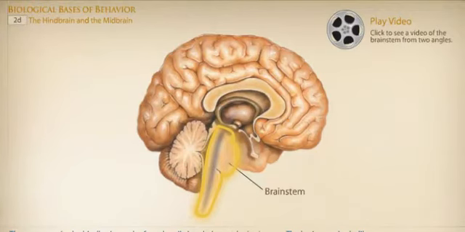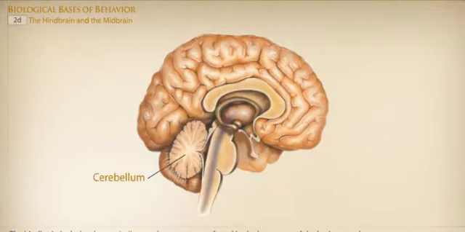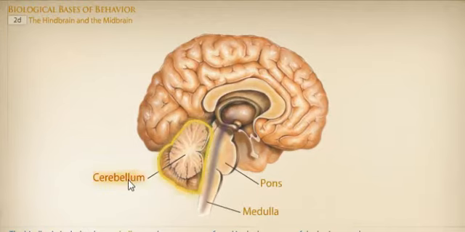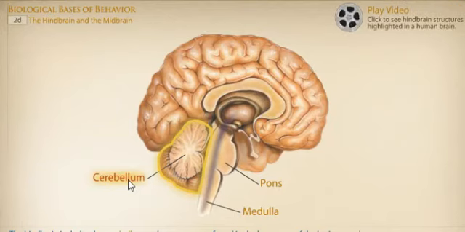Okay. So the hindbrain includes the cerebellum and two structures found in the lower part of the brainstem, the medulla and the pons. Let's talk about each one of these to see what they do. Cerebellum, let's take a look at that.